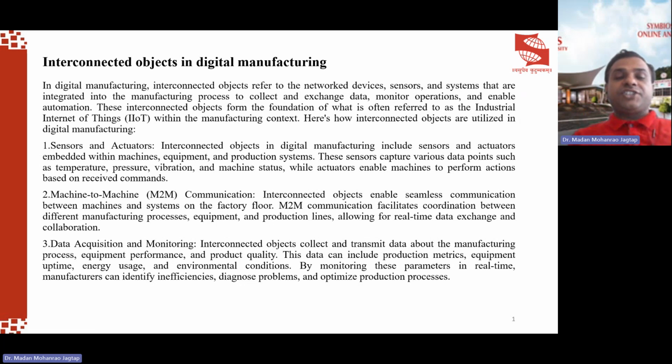Then data acquisition and monitoring. Interconnected objects collect and transmit data about the manufacturing process, equipment performance and product quality. This data can include production metrics, equipment uptime, energy usage and environmental conditions. By monitoring these parameters in real time, manufacturers can identify inefficiencies, diagnose problems and optimize production processes.